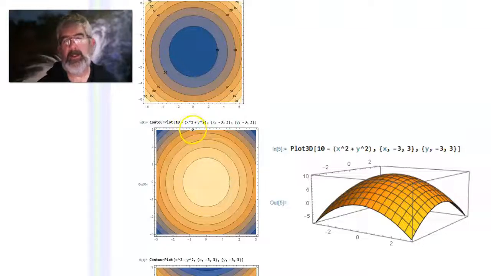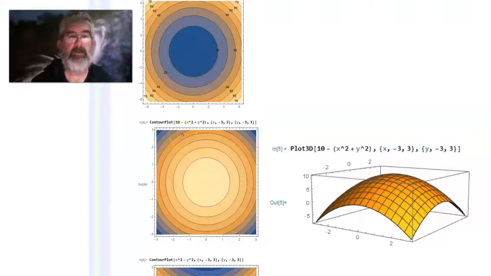Or it'll be nothing if you happen to get up high enough, if you get up above 10. Because if I said 11 equals this thing, well, this is 10 minus a positive number. Well, that's never going to get up to 11. So the level curve of level 11 is the empty set. There's nothing here that would be level 11.